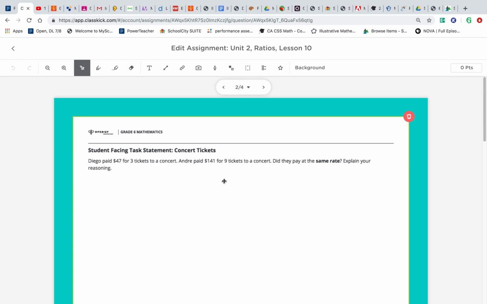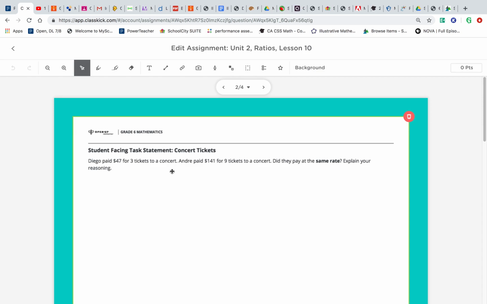Okay, so one thing that you can always do here that will help you to figure this out is to figure out the price per ticket. So that is something that you can do here. That would involve you taking the $47 for Diego and dividing it by 3, and taking 141 and dividing it by 9. Okay, you could do that, and you can compare the rate per ticket. Sometimes, though, there's another way. There are other ways that would be a little bit easier, actually.